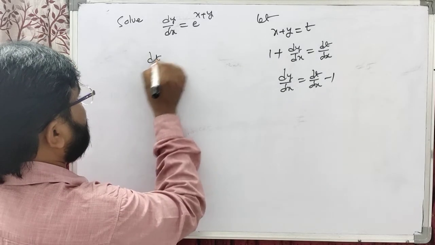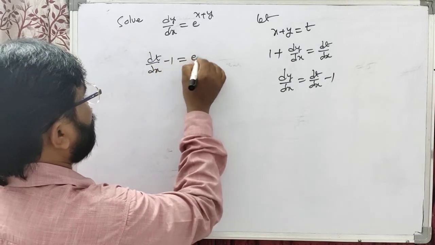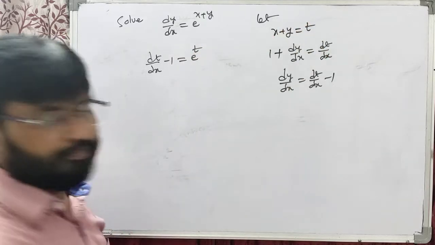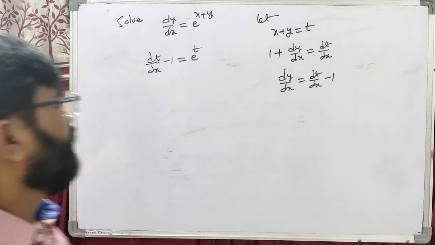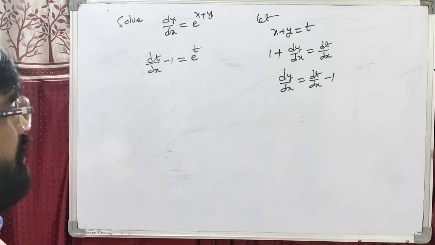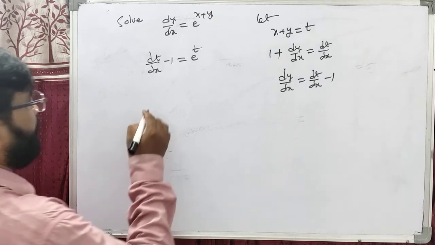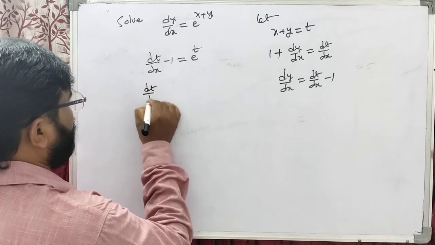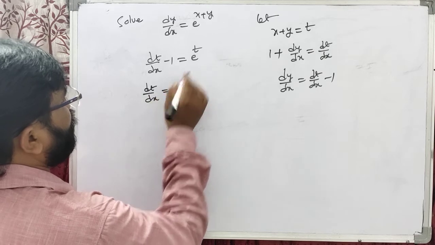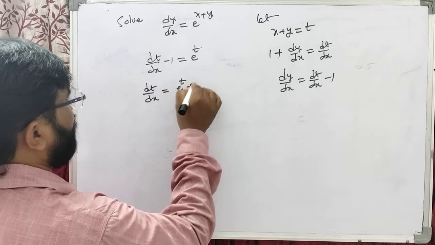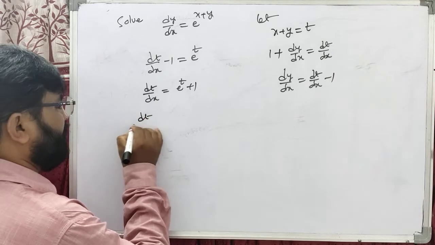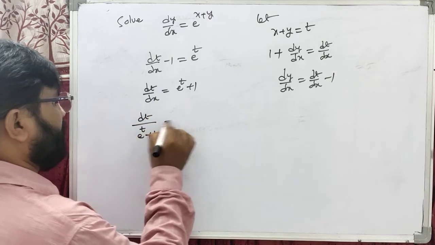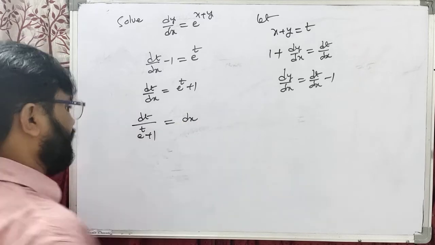Dear students, we can write dt by dx minus 1 equals e power t. So dy by dx is nothing but dt by dx minus 1. Now we can write dt by dx equal to e power t plus 1. How to write this one? dt by e power t plus 1 equals dx.